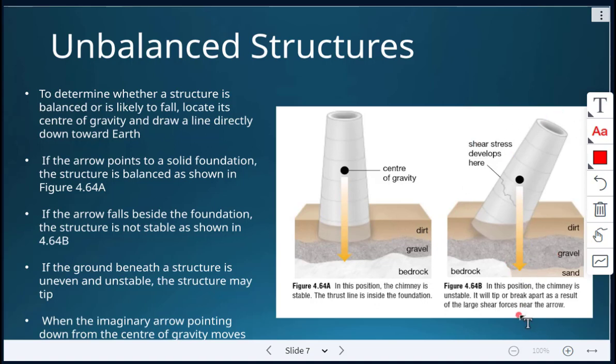If the ground beneath a structure is uneven and unstable, the structure may tip. And here we see the shear stress developing right here. So the chimney here is unstable. It's going to tip or break apart because of the large shear forces shown there.